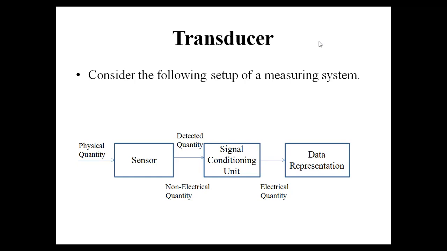When it is given to a signal conditioning unit, the non-electrical quantity will be converted into an electrical quantity. Finally, the output will be given to a data representation device. So this will be the block of a transducer. The input quantity, which is a non-electrical quantity, will be converted into an electrical quantity.